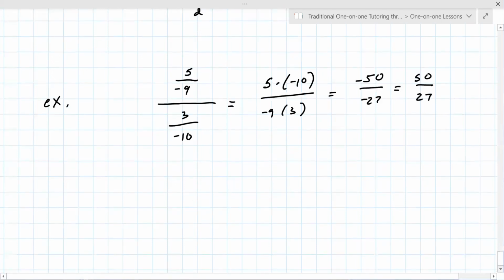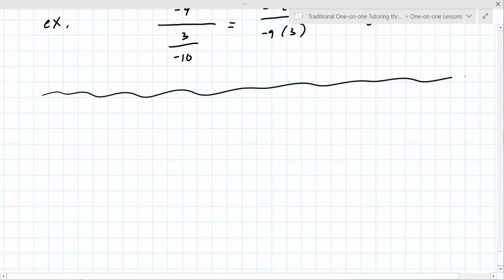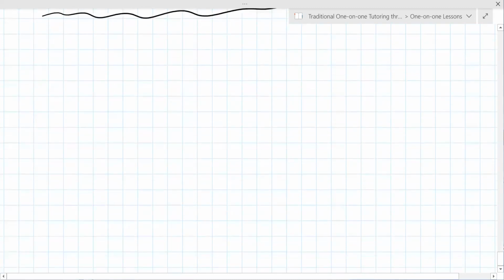So let me give you a couple examples here to try. So let's look at the first one here. 5/9 over 9/8. Could you try simplifying that for me, please?